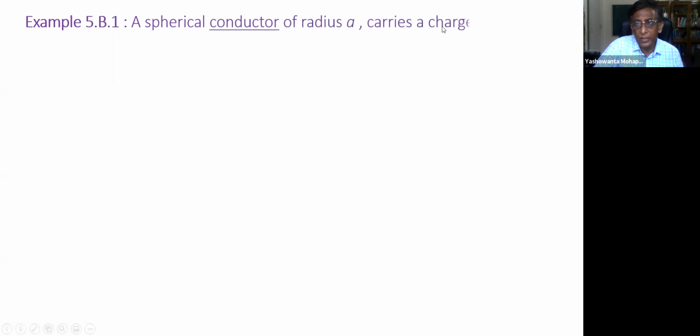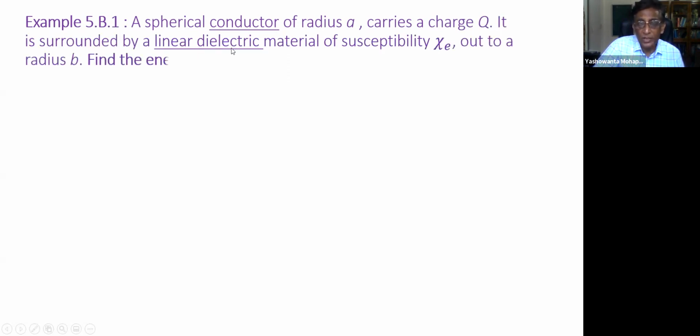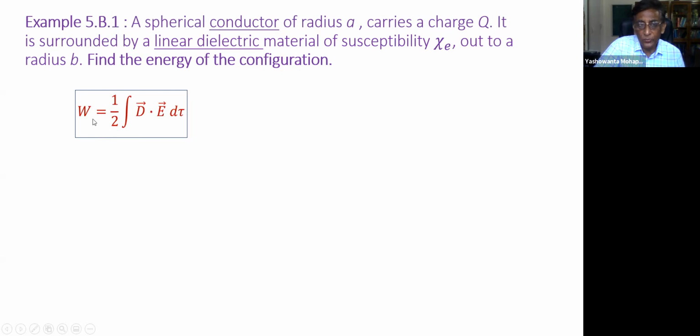Let's take an example of this, which is just an energy calculation. A spherical conductor of radius a carries a charge q. It is surrounded by a linear dielectric material of susceptibility chi e out to a radius b. Find the energy of the configuration. All right, so obviously we need to use this formula. Since there is a free charge Q given, I can calculate D everywhere. Once I calculate D, I can calculate E everywhere and then calculate the total energy stored.